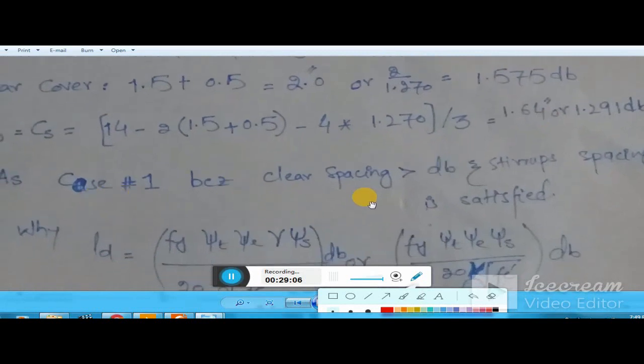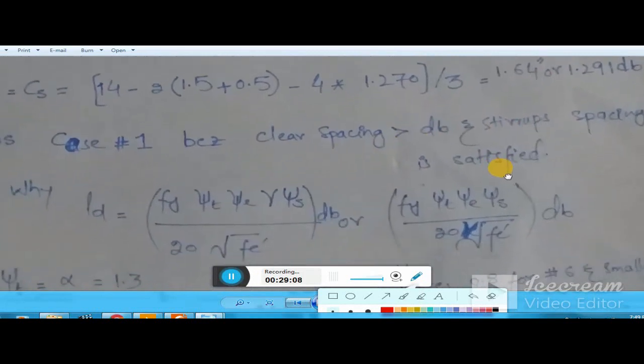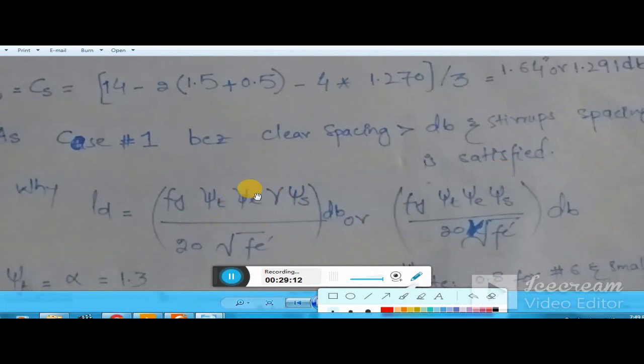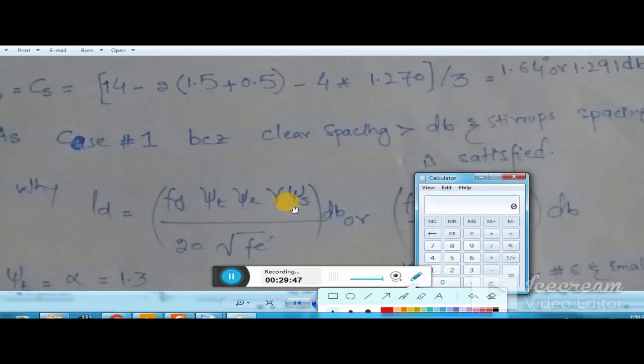As case number 1, because clear spacing is greater than dB and side spacing is satisfied, now we use this equation, the 14th edition or 8th edition equation of the ACI code, and this is the old version. We use basically the old version. The difference between these two is the factor lambda or gamma. Let me check it. The value of gamma is basically 0.7.